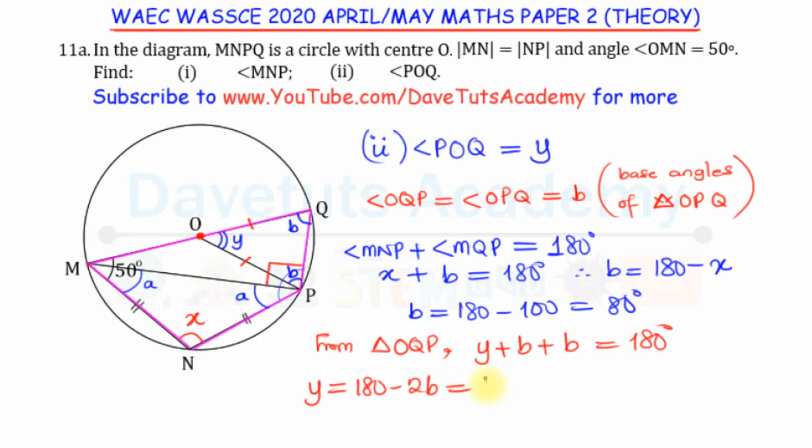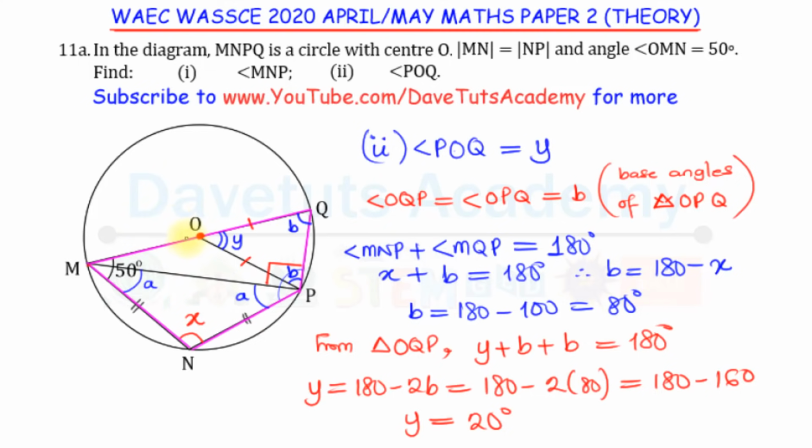And that is nothing but 180 minus 2 times 80, and 2 times 80 is 160 degrees. So Y, which is the angle POQ that we are looking for, is nothing but 180 minus 160, which is 20 degrees. Now, this is what I want you to note. Students, there are so many ways you could have gone ahead to solve these questions. It just depends on your ingenuity of how to identify the theorems that you need to use.